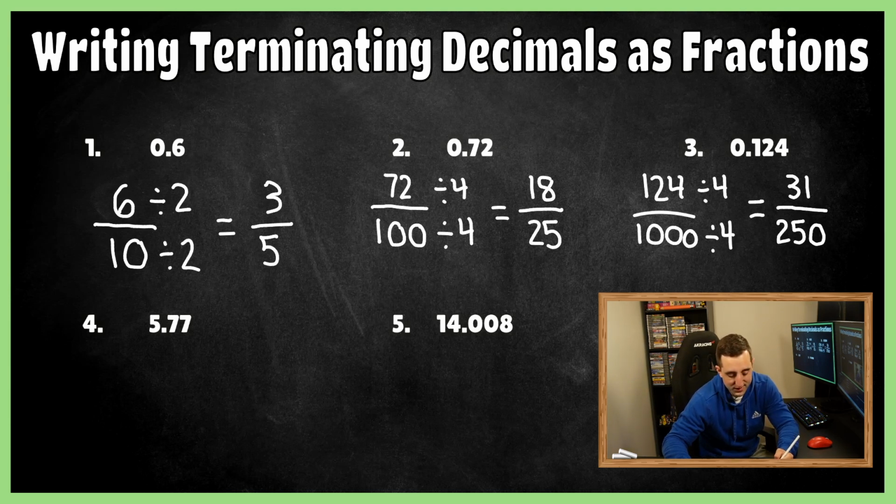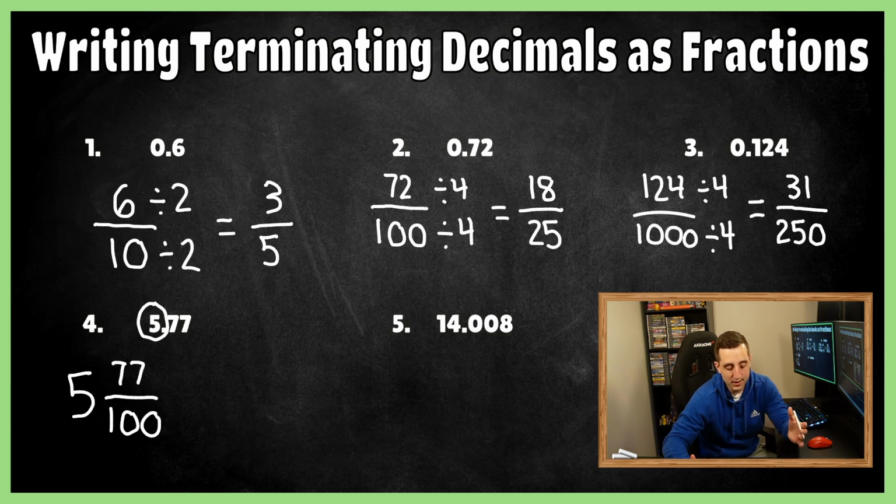So for 5.77 or 5 and 77 hundredths, let's just focus on the numbers behind the decimal point. Well, the second 7 ends in the hundredths place, so this is going to be 77 over 100. And since we have a 5 in front of the decimal point, that's simply going to go in front of our fraction, now making a mixed number. So 5 and 77 hundredths. And 77 and 100 can't be simplified at all. So this is our final answer as a mixed number of 5 and 77 hundredths.